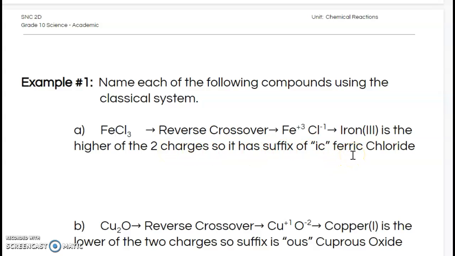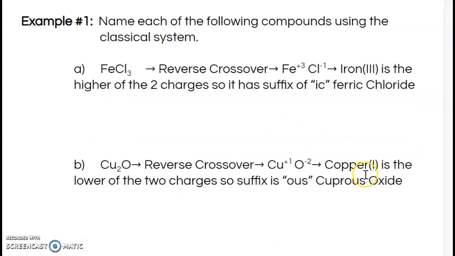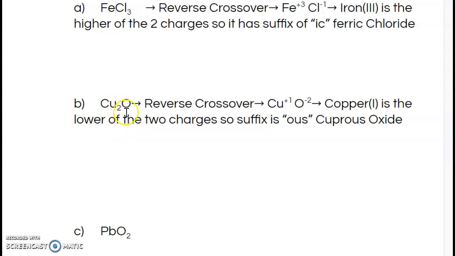What's it called? The -ic ending suffix. Okay, so it would be ferric chloride. Then we have copper 2 oxide. Well, we're going to do the reverse crossover. So my 2 is going to go up to my O, my 1 is going to go up to my copper, so it's going to look like this.